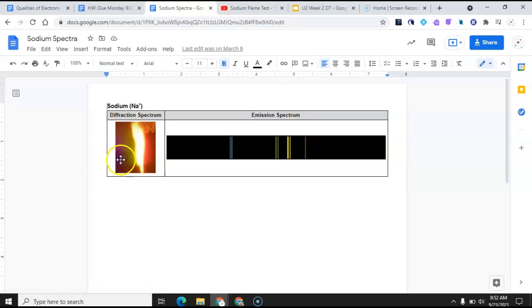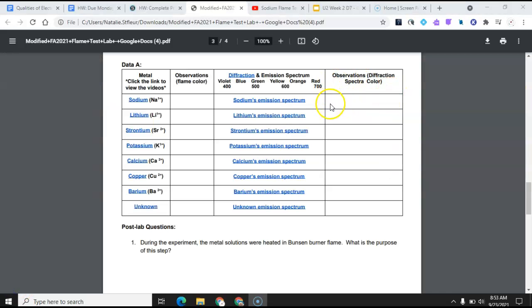On the left, this is what you would see with your glasses, and I see a bluish color here, or maybe an indigo color. Here I see green, I see yellow, and I see red. Those four colors, blue, green, yellow, red, I would write here: blue, green, yellow, red.